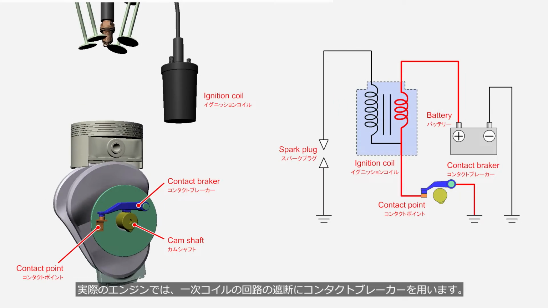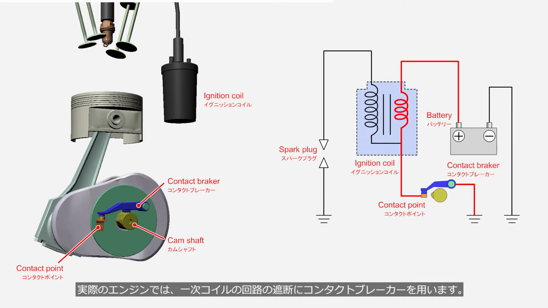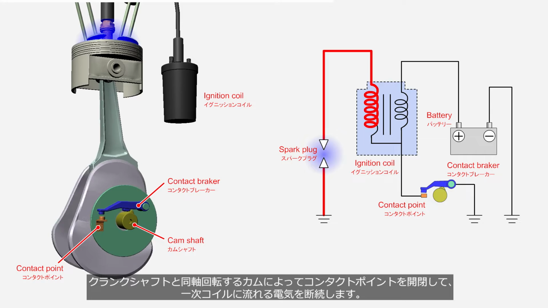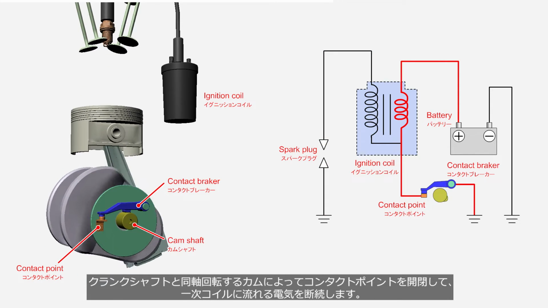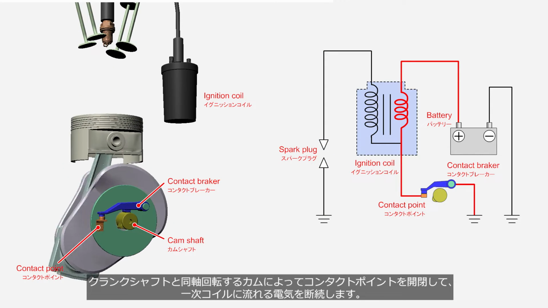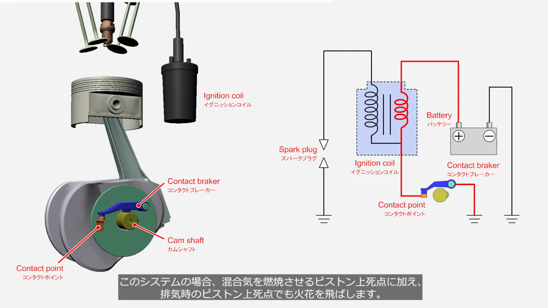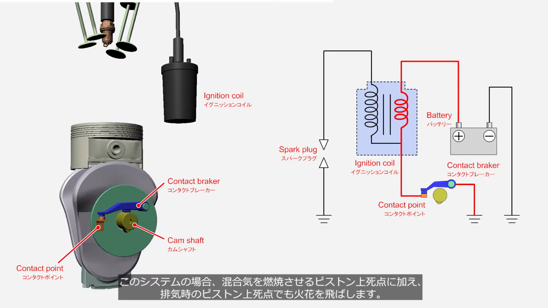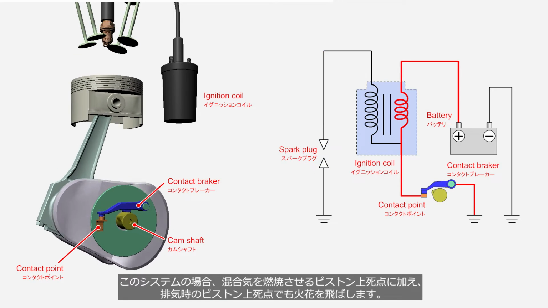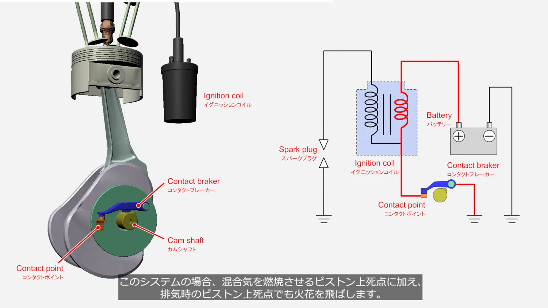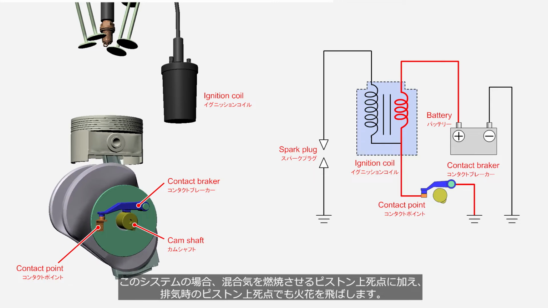In actual engines, a contact breaker is used to shut the primary coil circuit. A camshaft, which rotates coaxially with the crankshaft, connects and disconnects the contact point to shut the flow of electricity to the primary coil. In this system, sparks are generated not only at the piston top dead center where the air-fuel mixture is ignited, but also at the top dead center during exhaust.